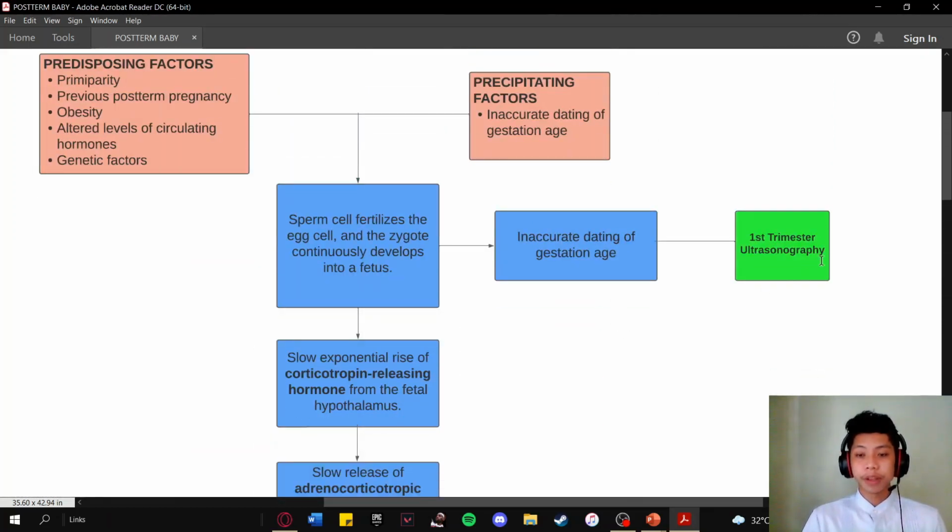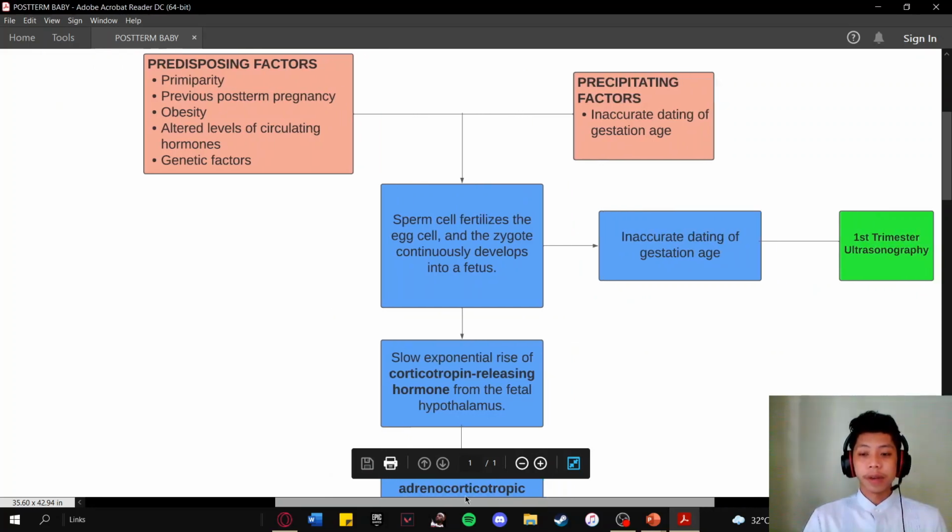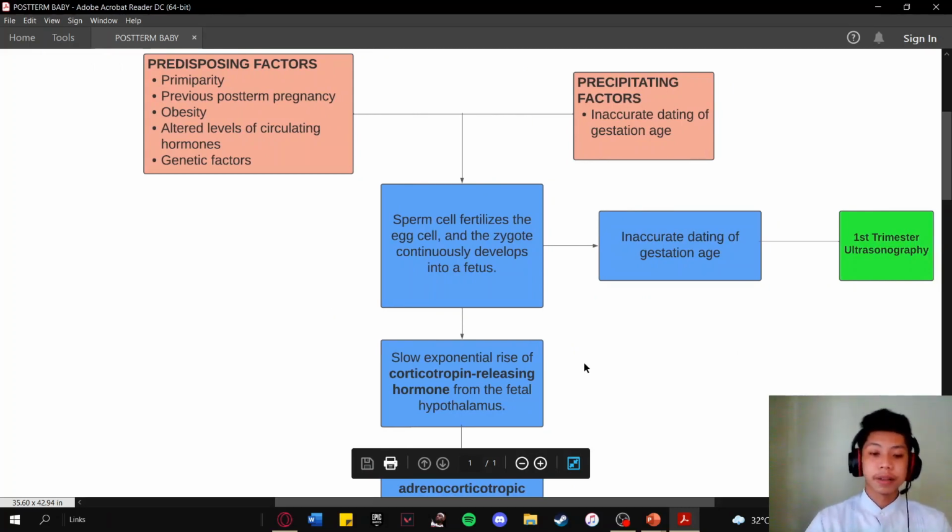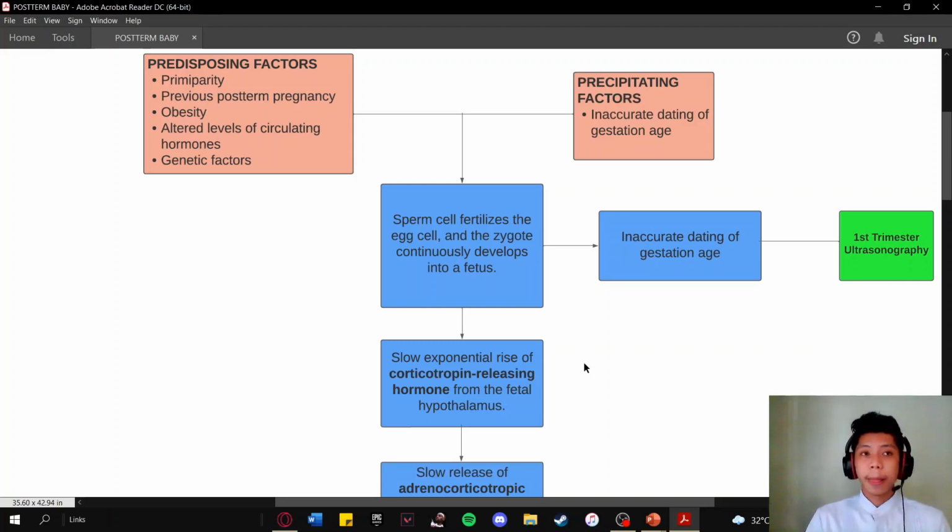One solution for that would be first trimester ultrasonography. With first trimester ultrasonography, inaccurate dating of gestation age will be easily disregarded. Now for postterm pregnancy, the pathophysiology for that complication lacks data.